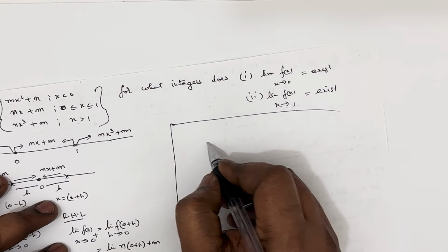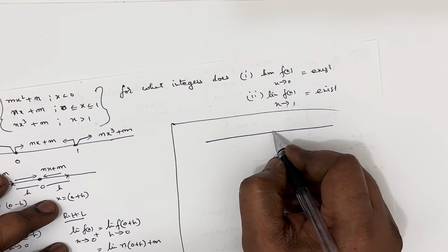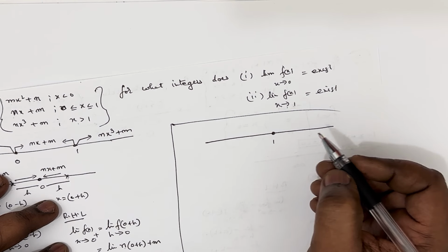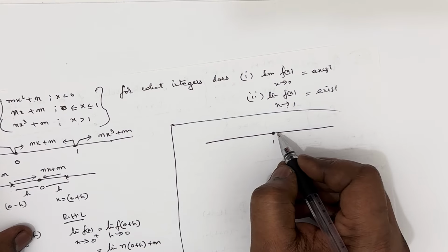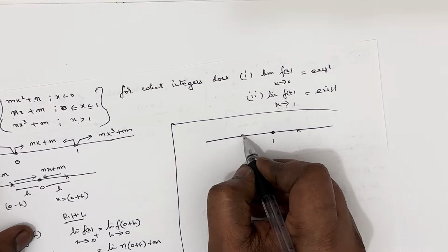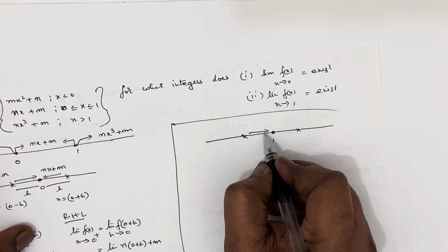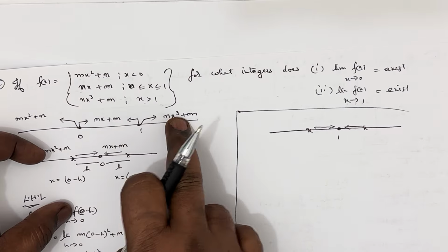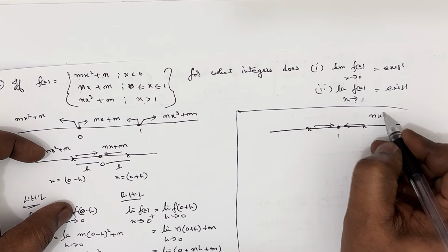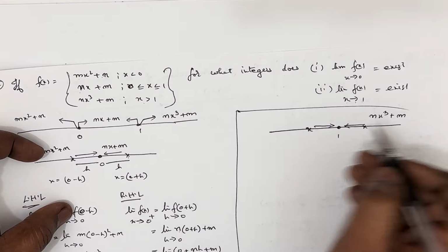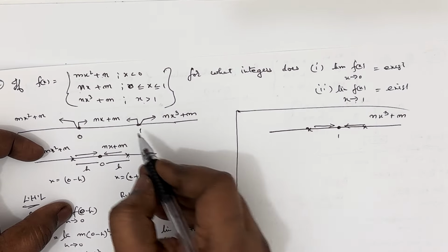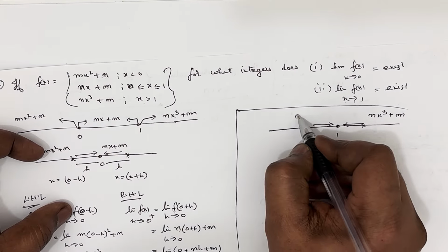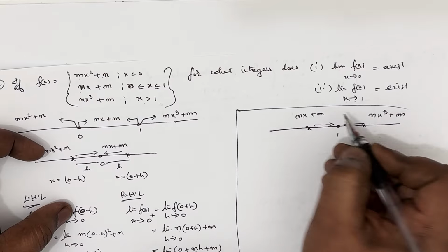Okay, let's draw the number line again. Let this point be 1. So x is approaching from both sides to 1. Now here, greater than 1 is n x cube plus m, and less than or equal to 1 is nx plus m.